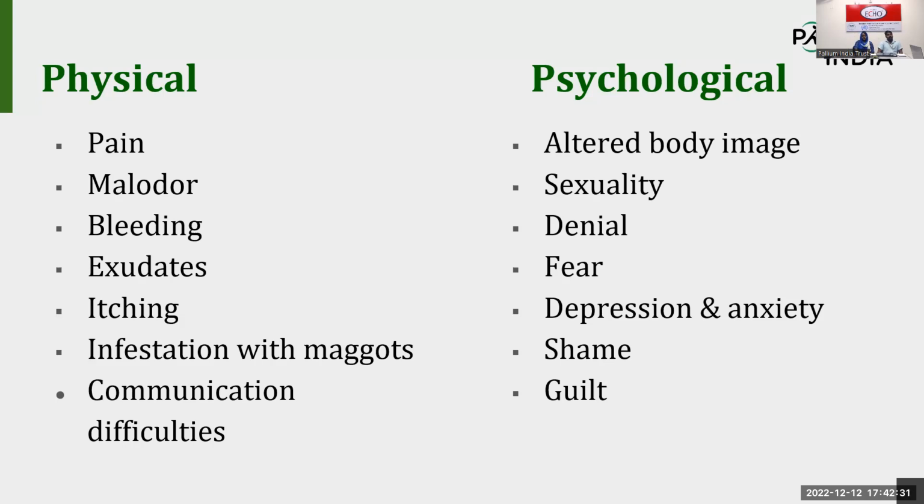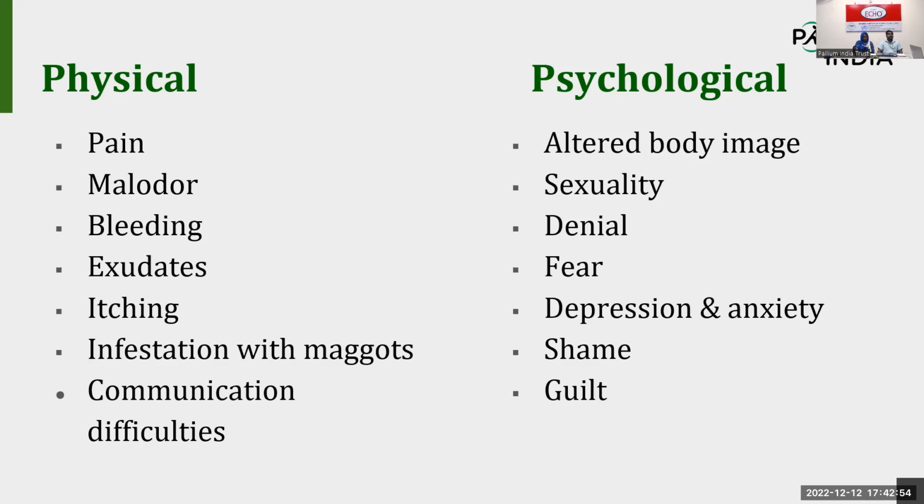Another one is communication difficulty. For example, if the patient has CA buccal mucosa, and has a fungating or cancerous wound in that area, it will affect the communication ability of the patient, who cannot communicate as freely. So these are all the physical sufferings that happen due to the fungating wound.